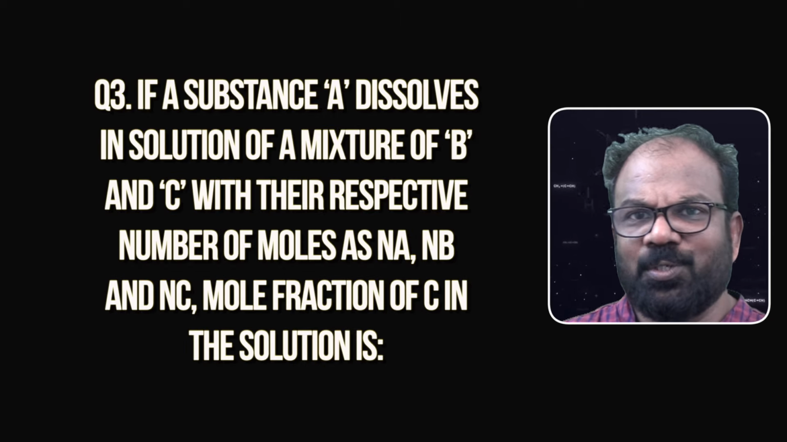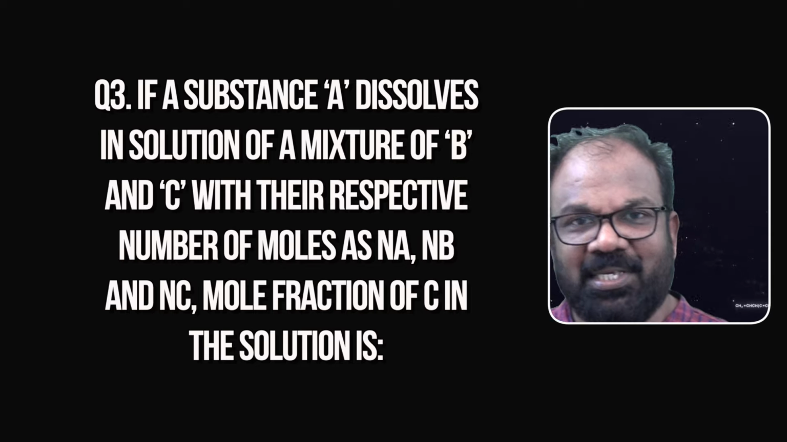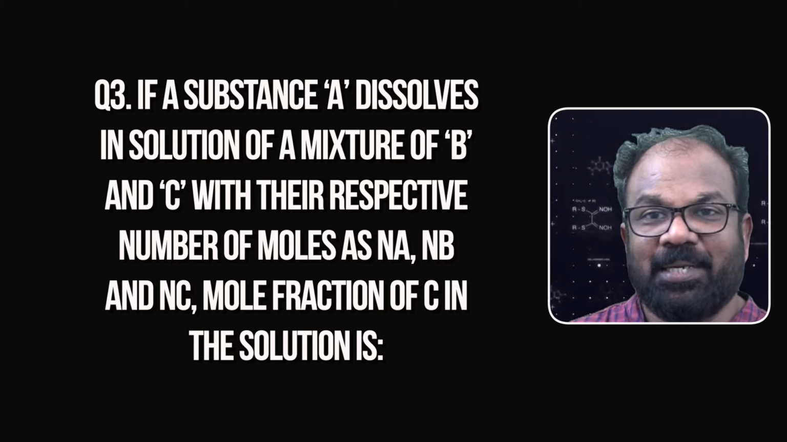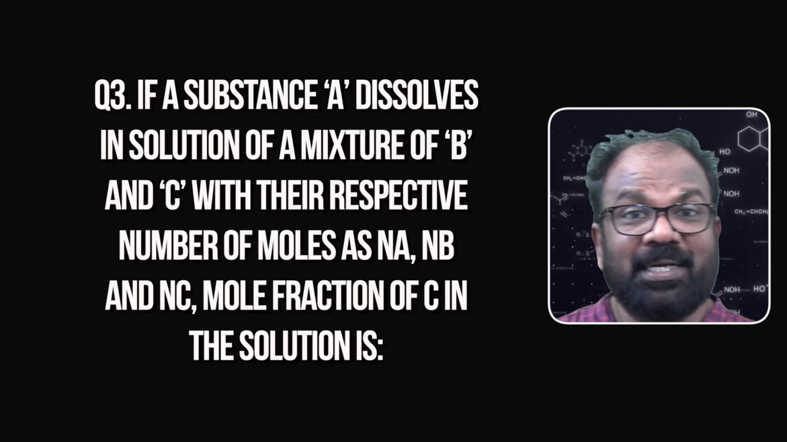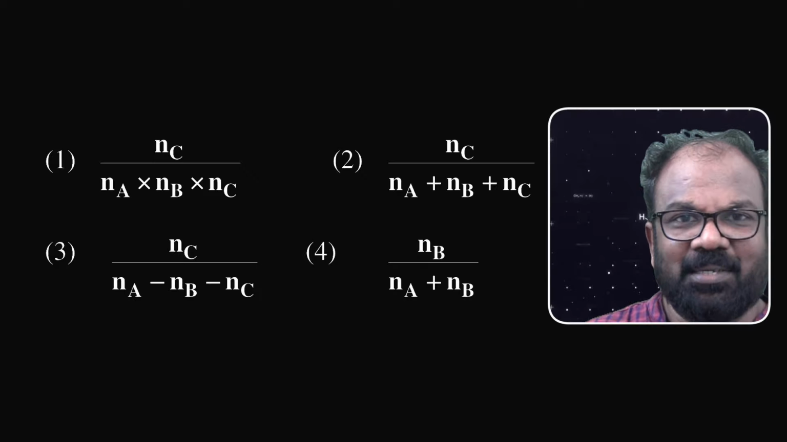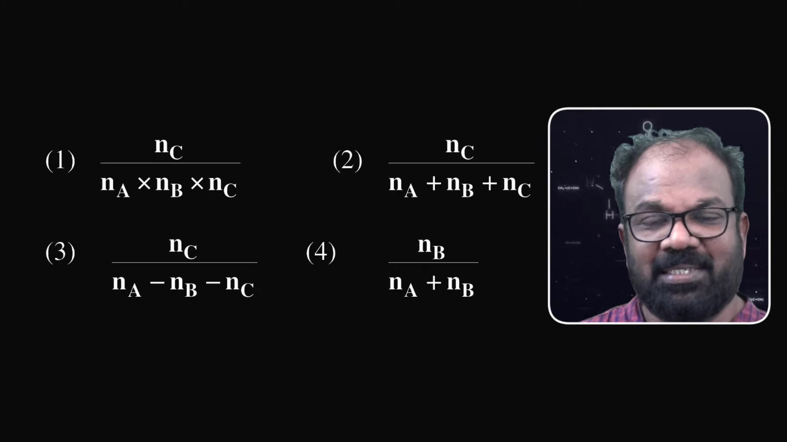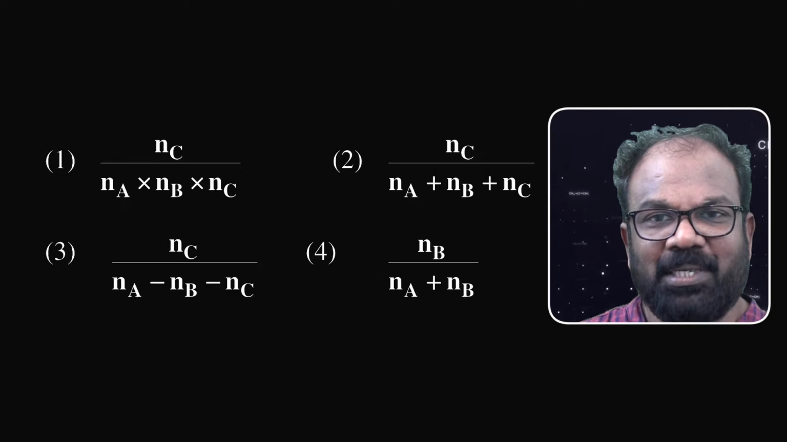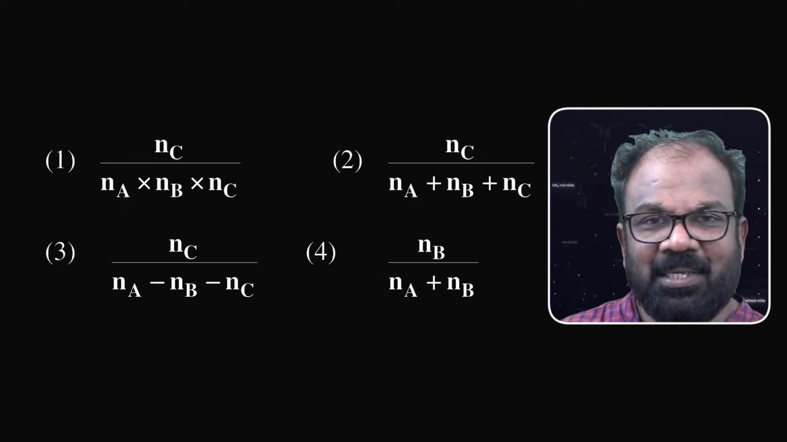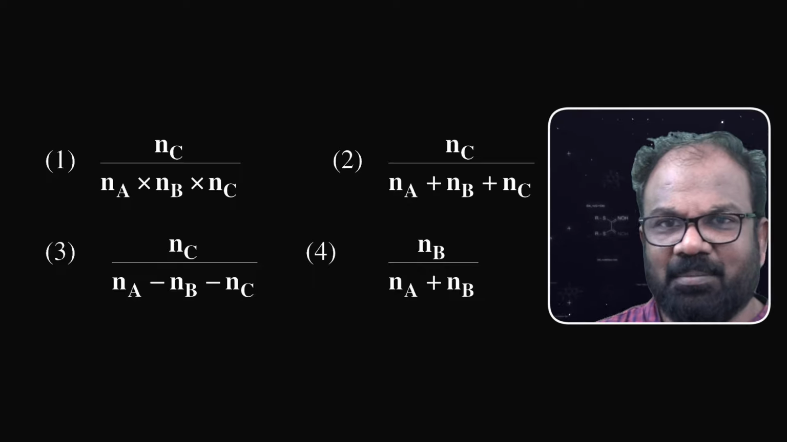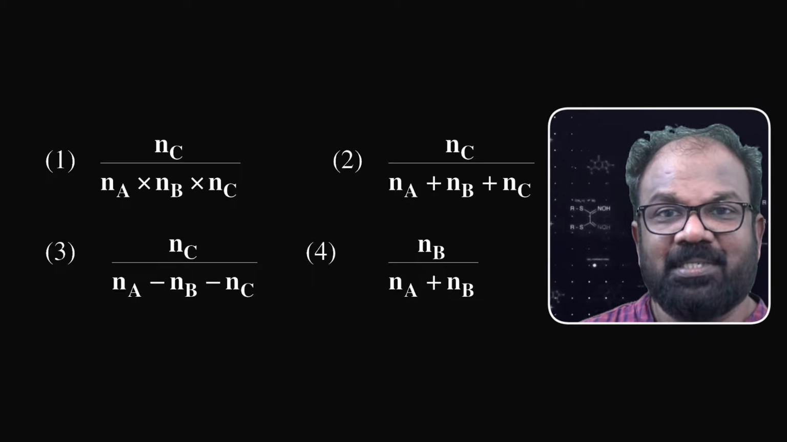Then question number 3. If a substance A dissolves in a solution of a mixture of B and C with their respective number of moles as Na, Nb and Nc, then the mole fraction of C in the solution is, option number 1, Nc divided by Na into Nb into Nc. Option number 2, Nc divided by Na plus Nb plus Nc. Option number 3, Nc divided by Na minus Nb minus Nc. Option number 4, Nb divided by Na plus Nb.